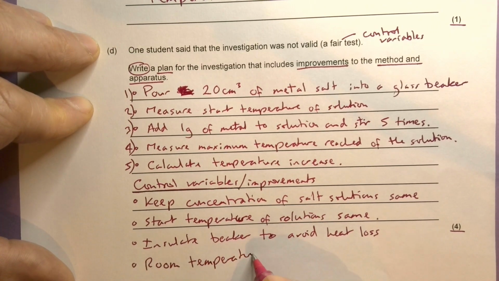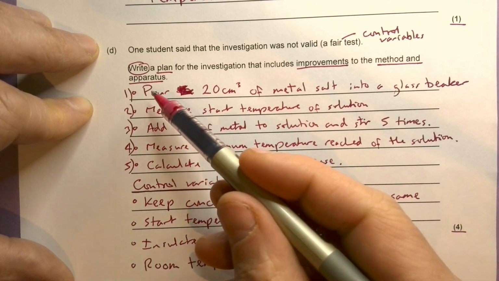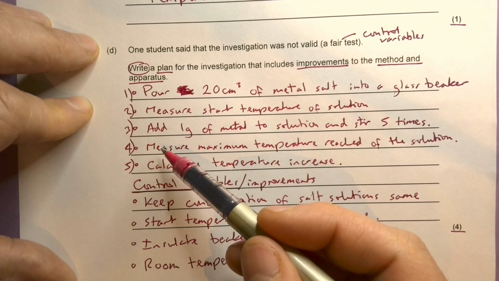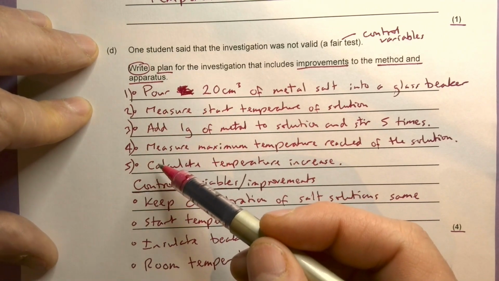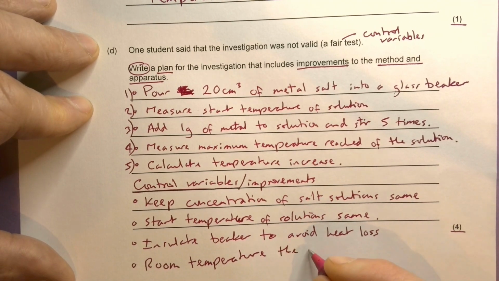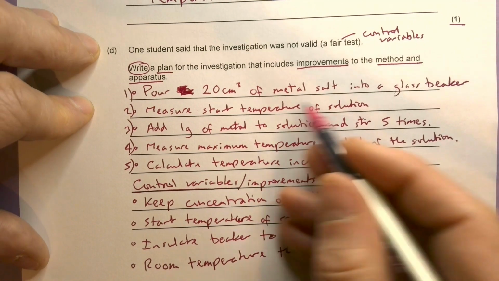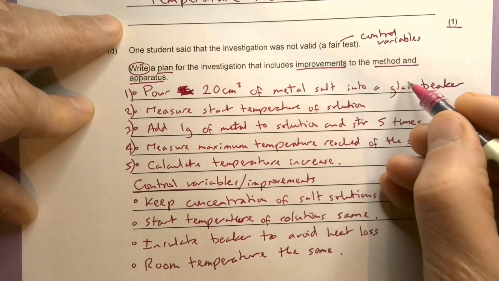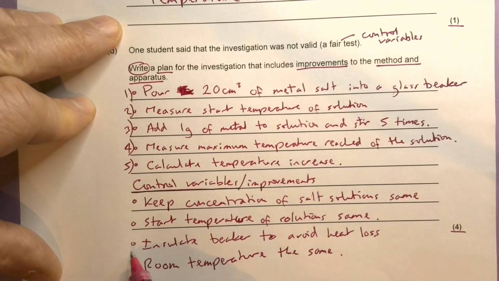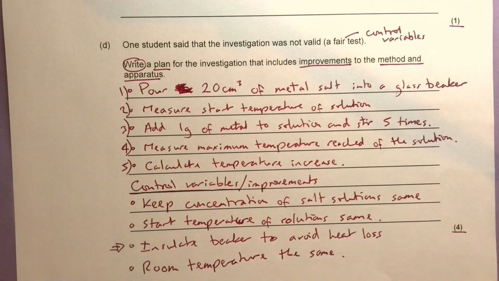So this is quite a lot I'm writing here for 4 marks, and you probably wouldn't need to write them all, to be honest. The key bit is you've got the method here, and you're identifying some control variables. In my method, I might have said into an insulated glass beaker, which would probably be better than writing it down here. But as long as you've got it somewhere, that's fine. Okay.